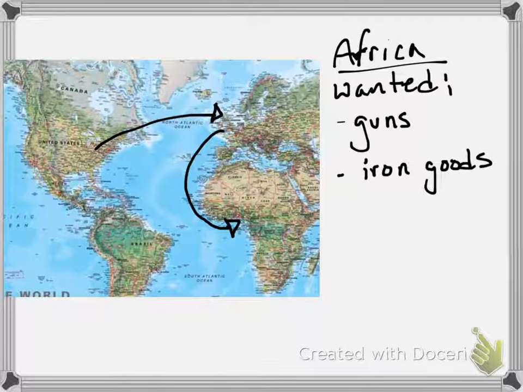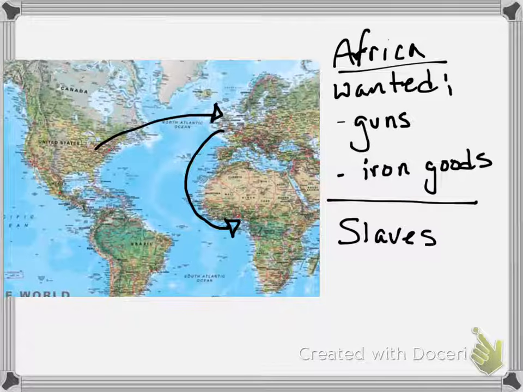Africa wanted guns and wanted iron manufacturing goods, and so they were happy to receive those from England and Europe. And what did Africa have to trade? Africa had people. So Africa was trading slaves. Those slaves left Africa and they went to the Americas. Some went directly to Brazil, some went to the Caribbean, and some went up to North America.